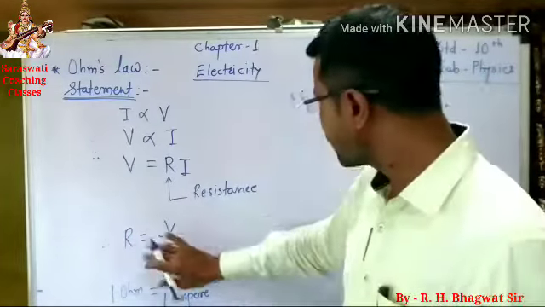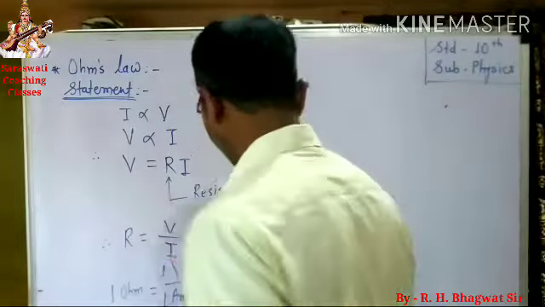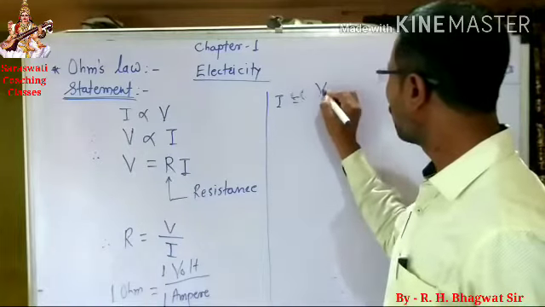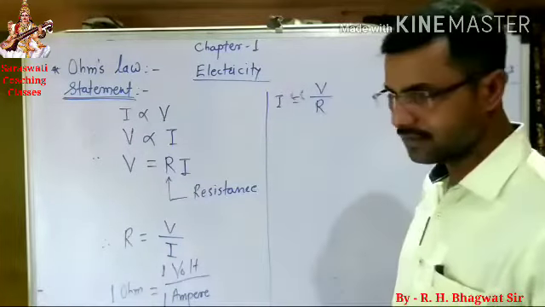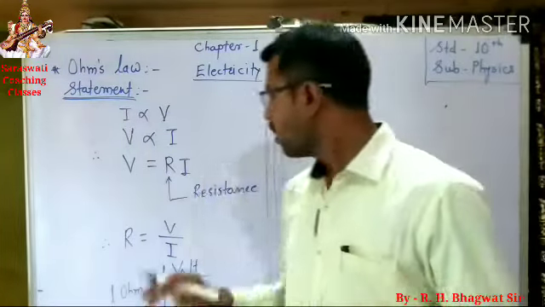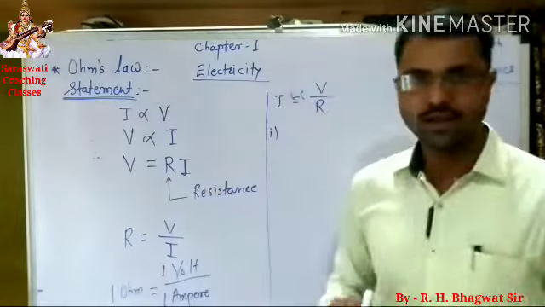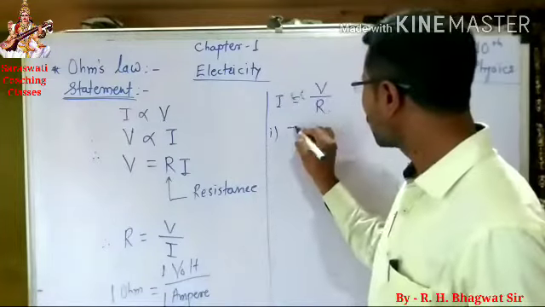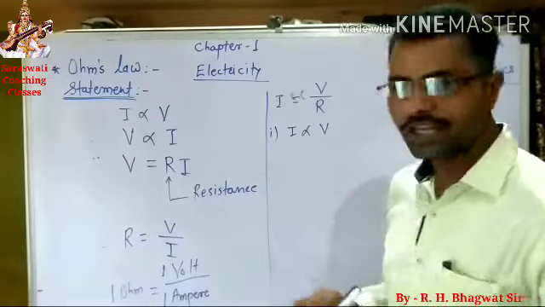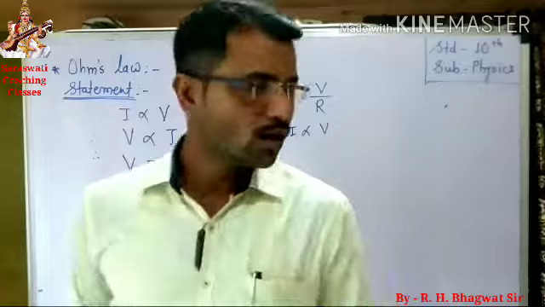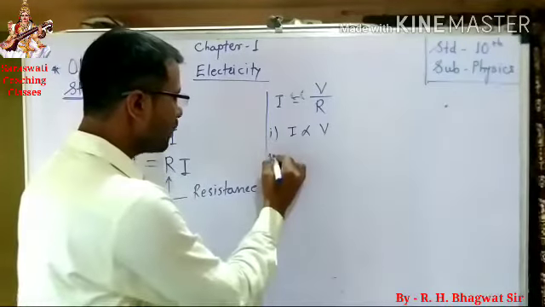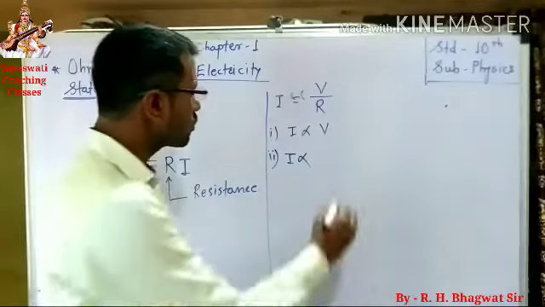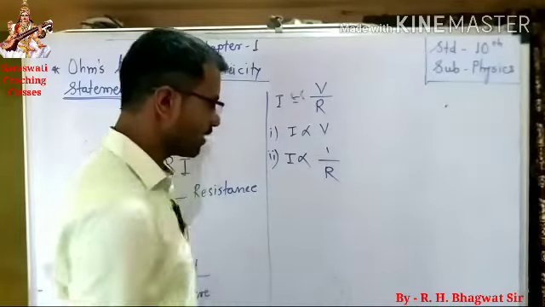Now, from this equation, we can also write I is equal to V divided by R. Therefore, first, the current flowing through the conductor is directly proportional to the voltage or potential difference applied across the conductor, and second, the current flowing through the conductor is inversely proportional to the resistance of that conductor.